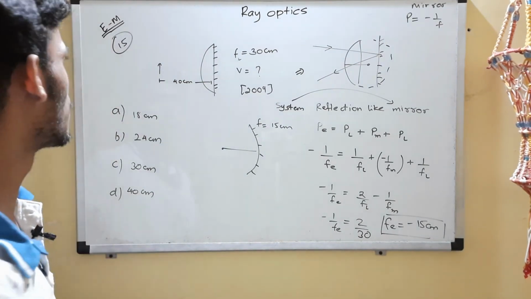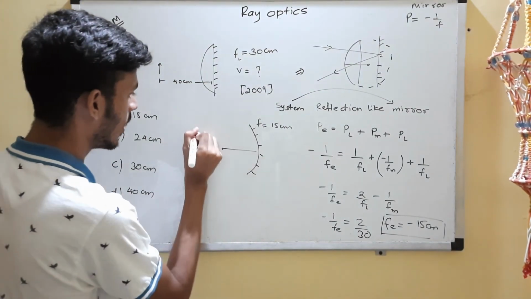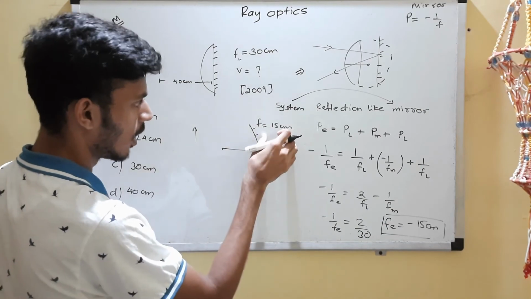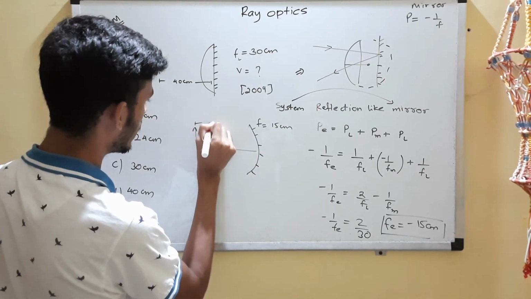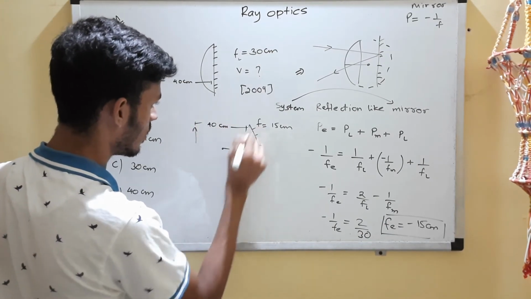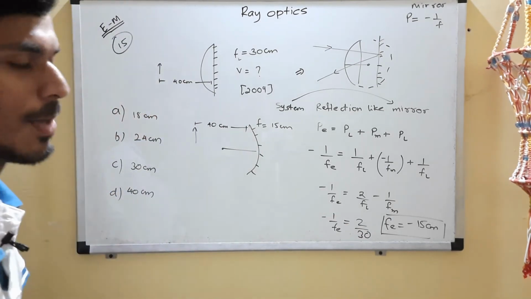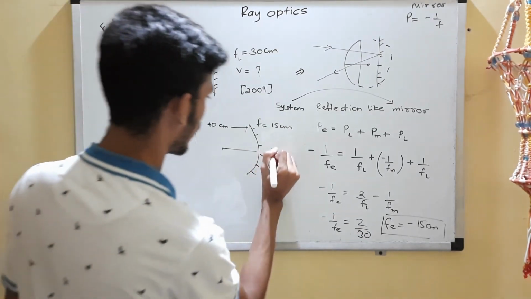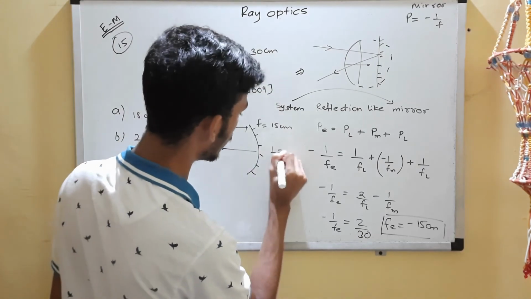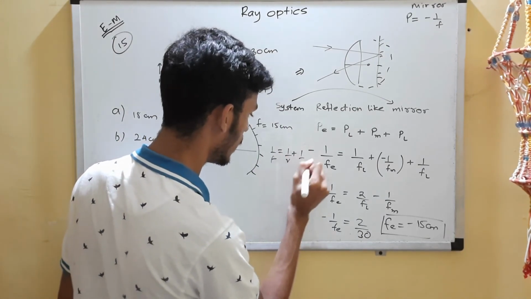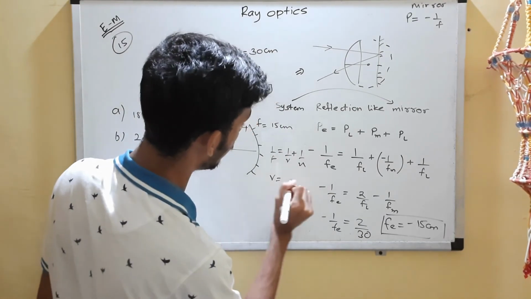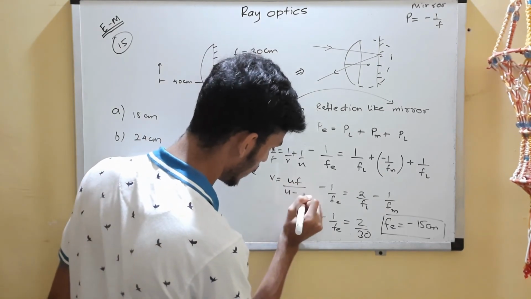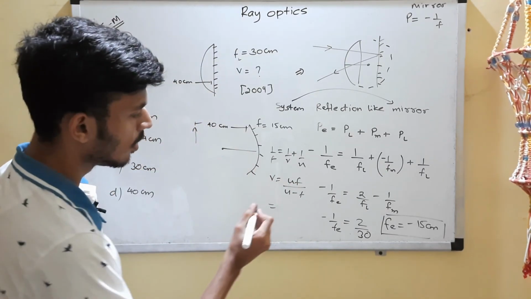Now the question becomes so simple. We have a concave mirror with focal length 15 centimeters, and the object is placed at 40 centimeters. Now just use the mirror formula and find the answer. So for v, 1 upon f is equal to 1 upon v plus 1 upon u, or if you are smart, v is equal to u f upon u minus f. Now just substitute these values.